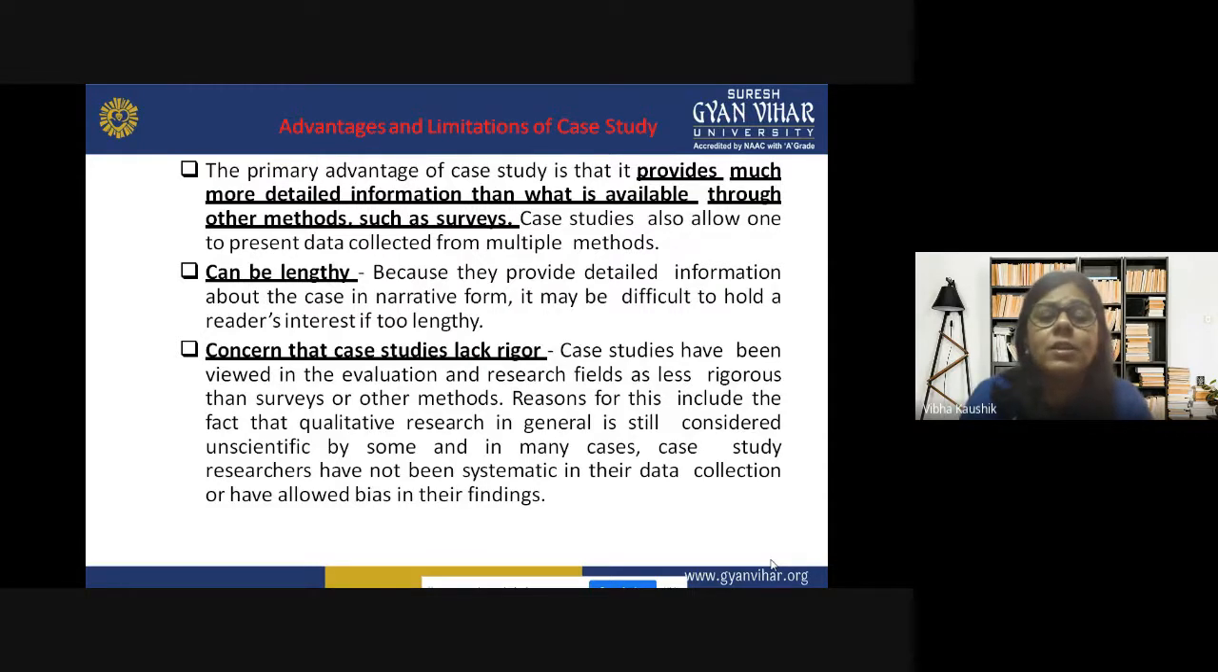Concern that case studies lack rigor. Case studies have been viewed in the evaluation and research fields as less rigorous than survey or other methods. Reasons for this include the fact that qualitative research is still considered unscientific by some, and in many cases case study researchers have not been systematic in their data collection or have allowed bias in their findings.